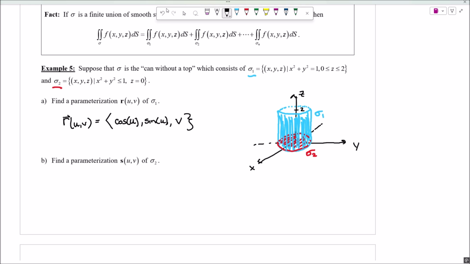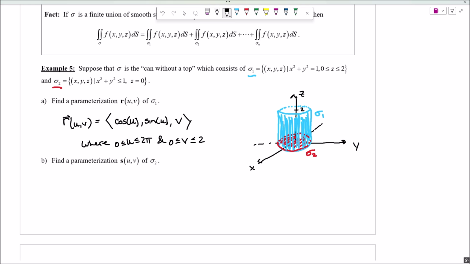Now I can put on some bounds here. u should go from 0 to 2 pi because I want to go all the way around to create the full circle. And v can be bounded just as z is bounded, from 0 to 2.